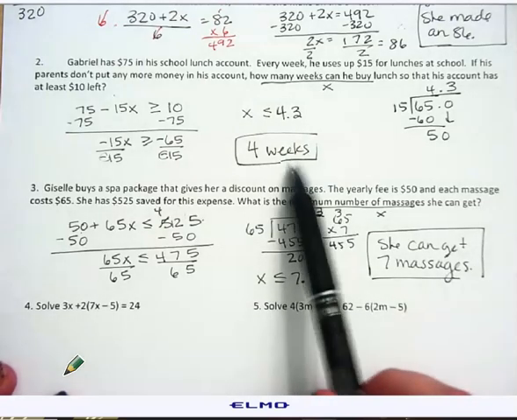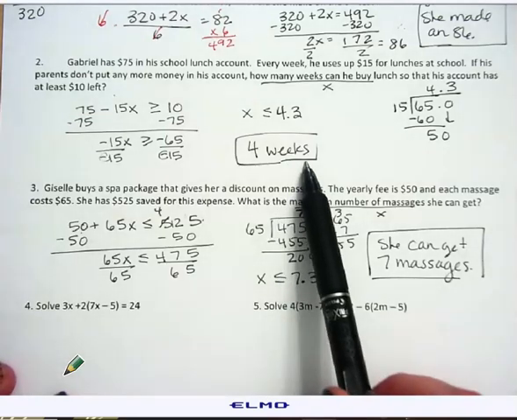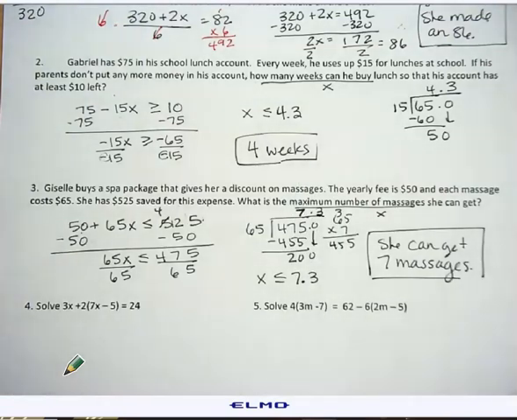And I forgot to write this one as a sentence, but it should have been like, it will be 4 weeks. And how many weeks? He can buy lunch for 4 weeks and still have at least $10 left.